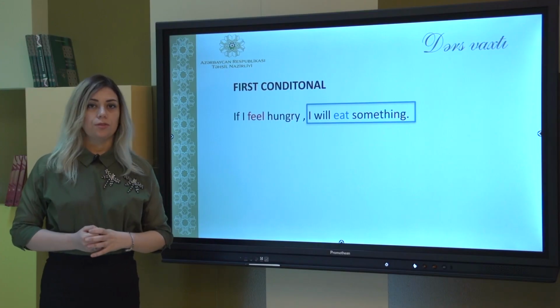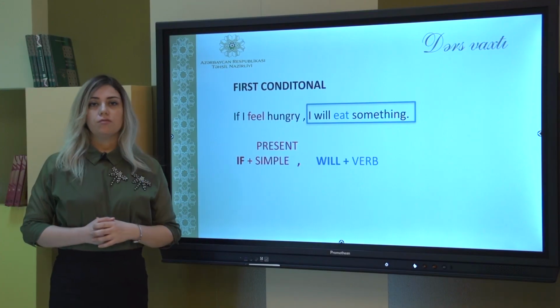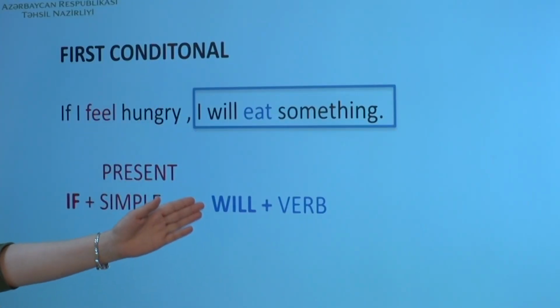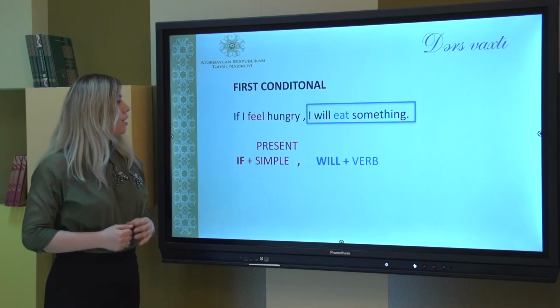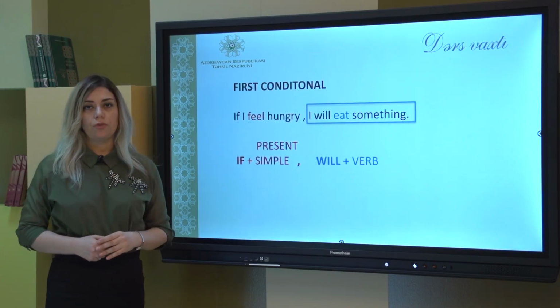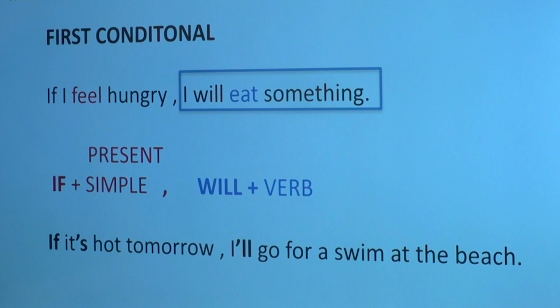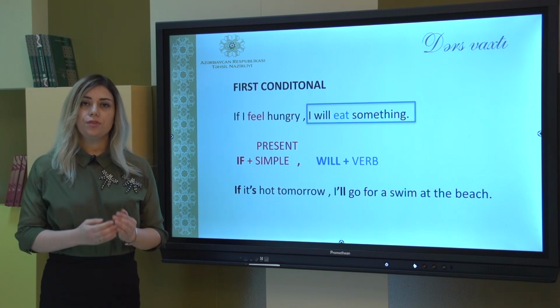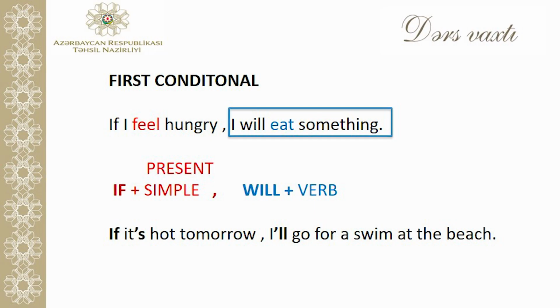Now, let's see the structure. In the if clause, we are going to use present simple. And in the main clause, we will use will plus verb. Let's read the example one more time to see the structure there. If I feel hungry, I will eat something. Another example: if it's hot tomorrow, I'll go for a swim at the beach. So first conditional talks about the future. If it's hot tomorrow, what am I going to do? I'll go for a swim at the beach.